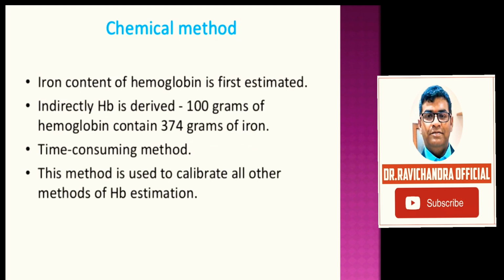Coming to chemical method, in this the iron content of the hemoglobin is first estimated. Hemoglobin is derived indirectly from the iron content, as 100 grams of hemoglobin contains 0.374 grams of iron. It is a time consuming method. This method is used to calibrate all other methods of hemoglobin estimation.